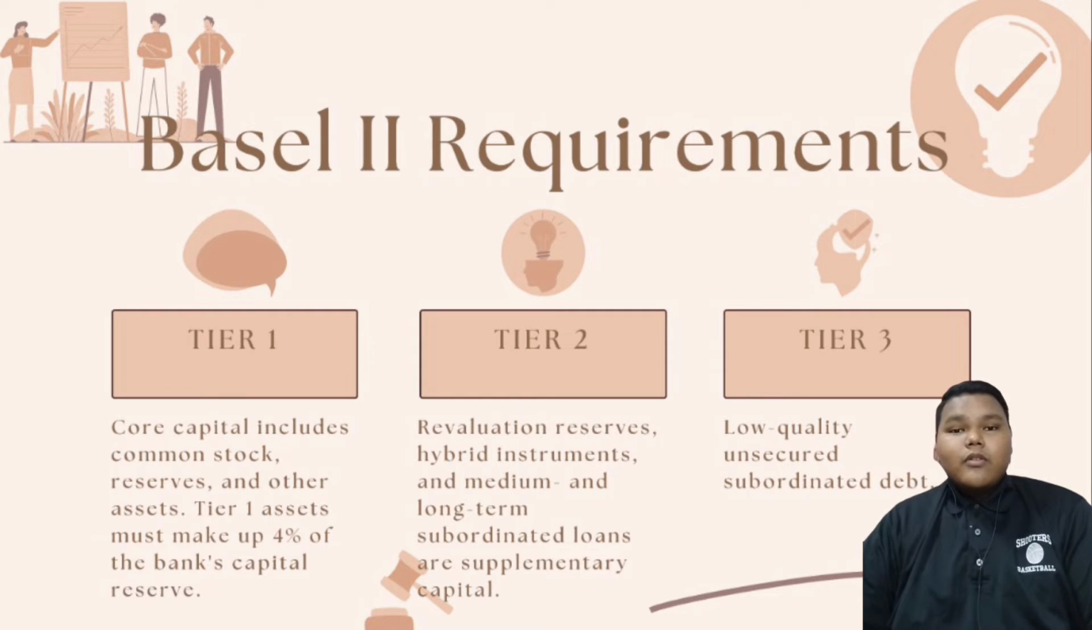Basel II also changed how risk-weighted assets are defined. These are used to figure out if a bank has enough capital reserve. The goal of risk weighting is to keep banks from taking on too much risk with the assets they hold. Basel II is different from Basel I in that it uses the asset's credit rating to figure out its risk weight.